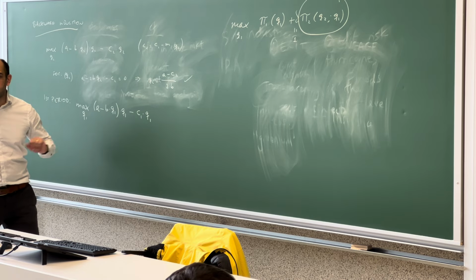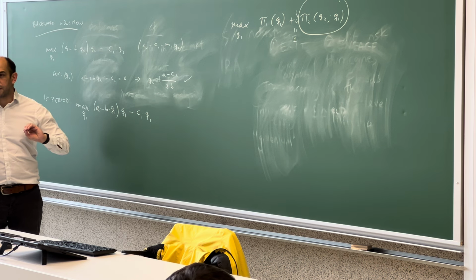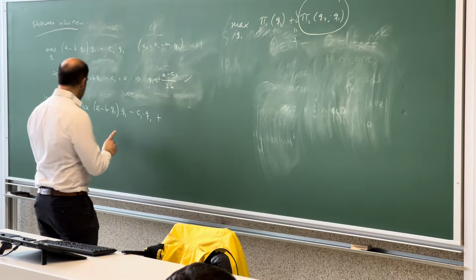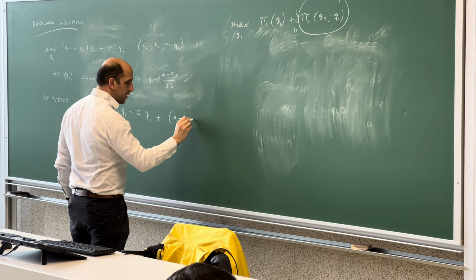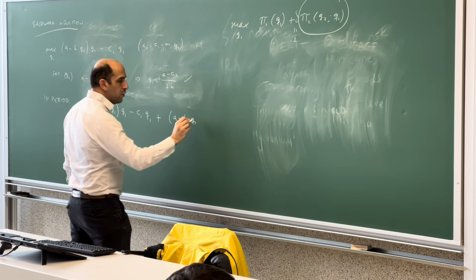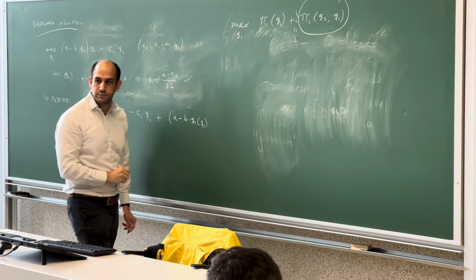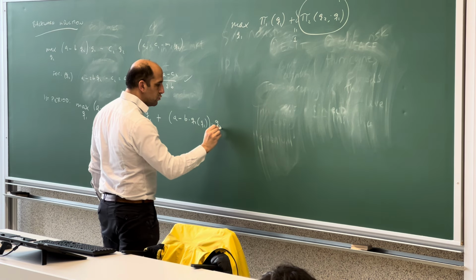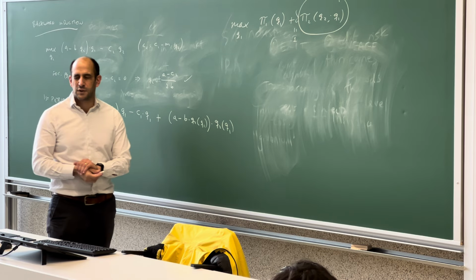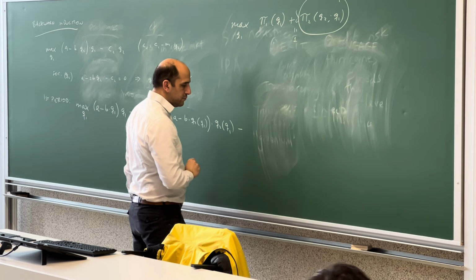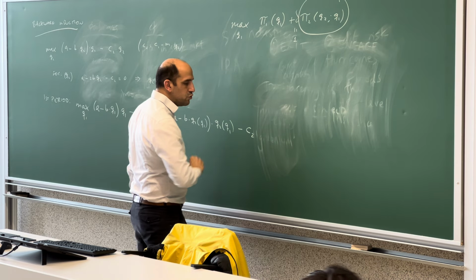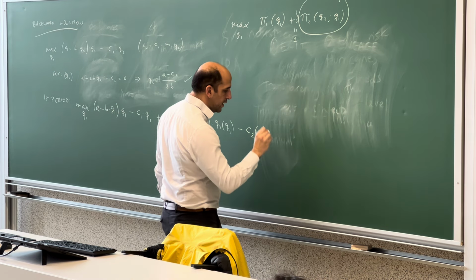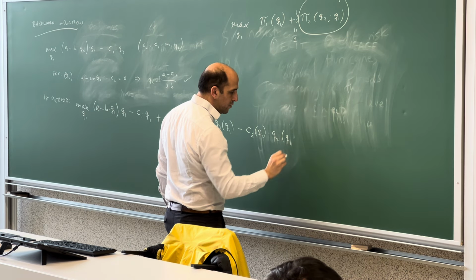So that means here in period 1, the objective function is not pi 1, it's pi 1 plus pi 2. Right? So we have plus a minus b times q2 of q1, times q2 of q1, minus c2 of q1 times q2 of q1.